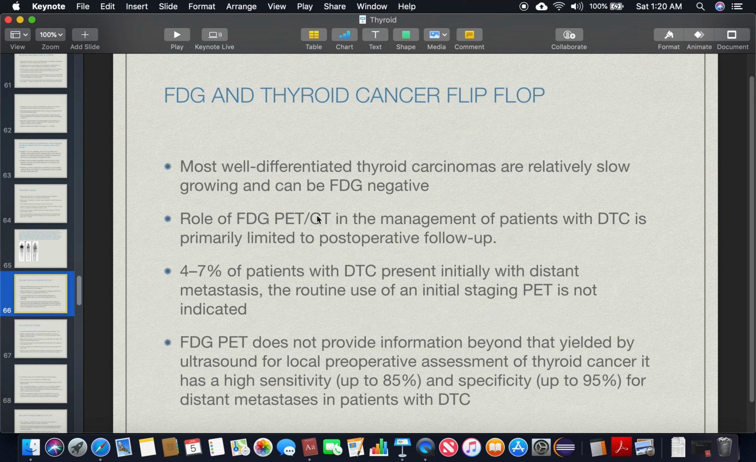So there is a role for PET-CT in management of patients with differentiated thyroid cancer, which is limited to post-operative follow-up. Now, 4 to 7% of patients initially present with distant metastasis, and here PET is not indicated. But remember, FDG PET does not provide information beyond that yielded by ultrasound for pre-op assessment of thyroid cancer. But it has high sensitivity and specificity in patients who have distant metastasis.